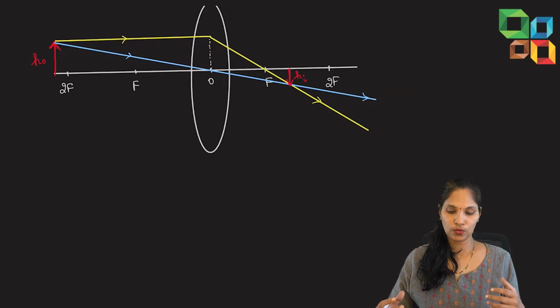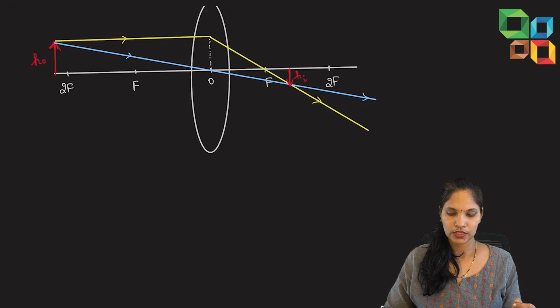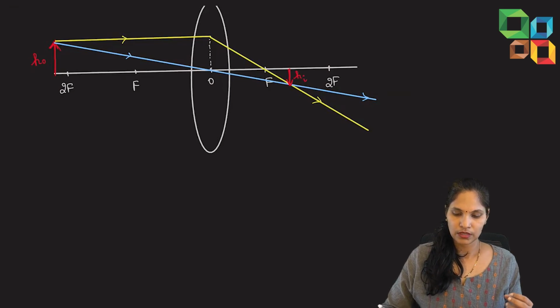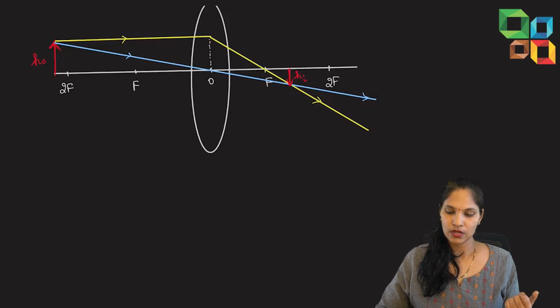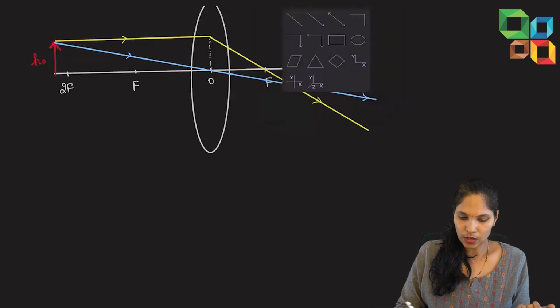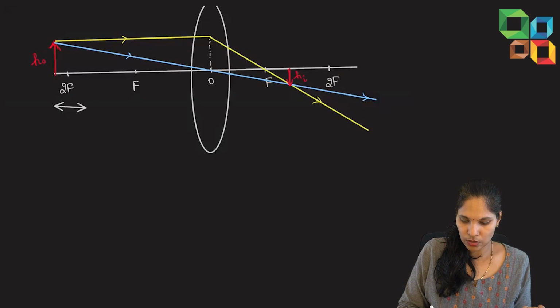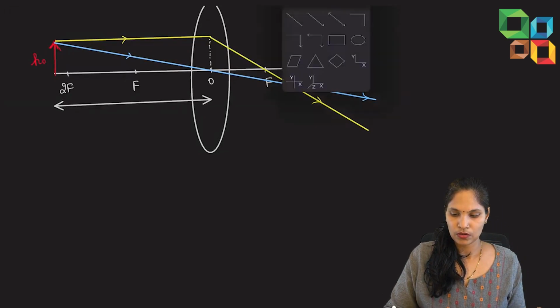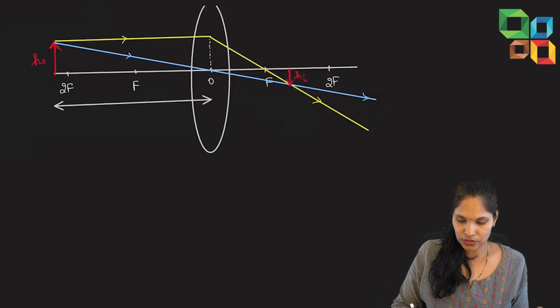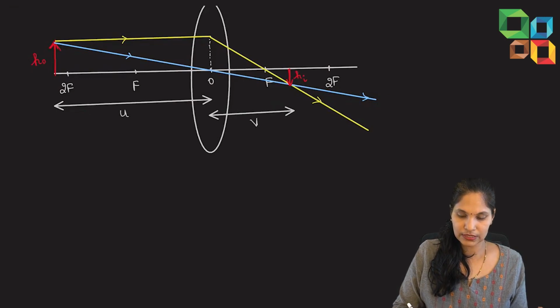So now, to begin with the derivation. Actually, we are going to get a relation between F, V and U. What is U? U is the object distance. The object is here, so this is the object distance. What is V? The image distance. The image is here, so this is the image distance. This is the object distance from the optic center.